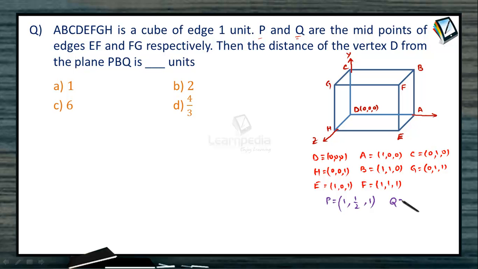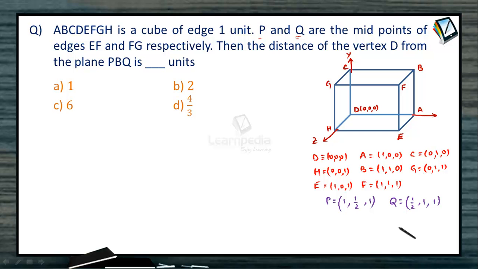Similarly, what is this point Q? Q is the midpoint of FG. We have the coordinates of F as well as G. Then how will be the coordinates of this point? 0 plus 1 by 2, that is 1 by 2. 1 plus 1 by 2, that is 1. 1 plus 1 by 2, that is 1. So we got the coordinates of Q also.